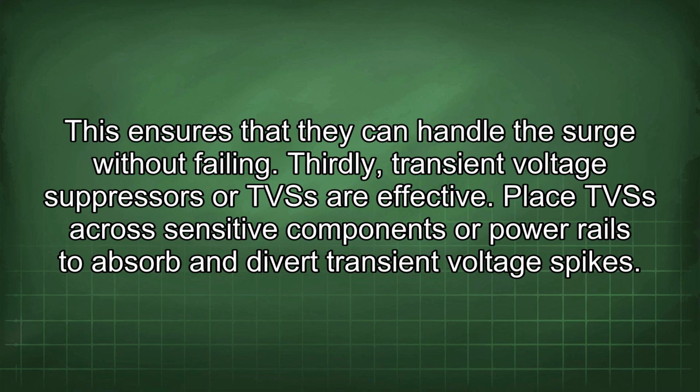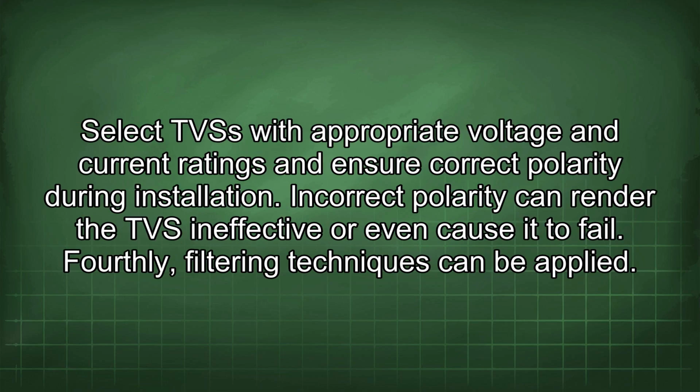Thirdly, transient voltage suppressors, or TVS, are effective. Place TVS across sensitive components or power rails to absorb and divert transient voltage spikes. Select TVS with appropriate voltage and current ratings and ensure correct polarity during installation. Incorrect polarity can render the TVS ineffective or even cause it to fail.